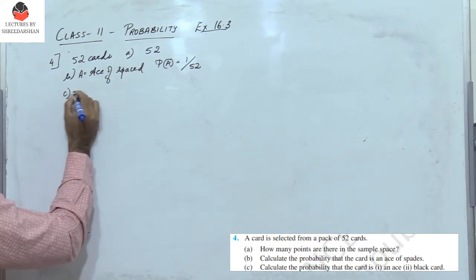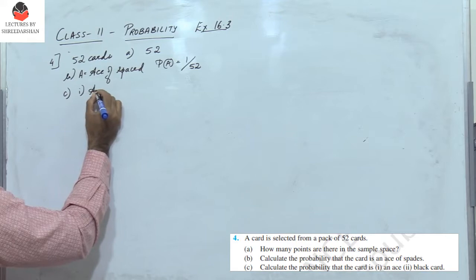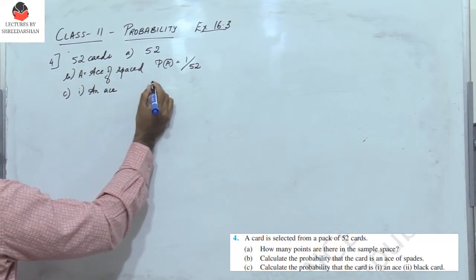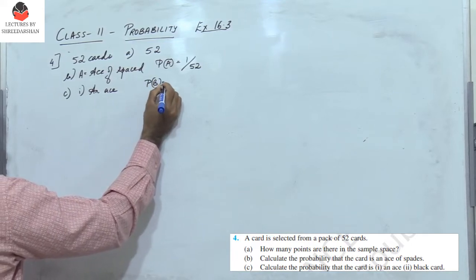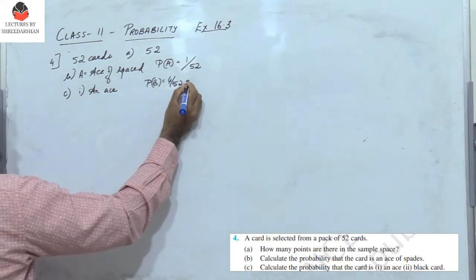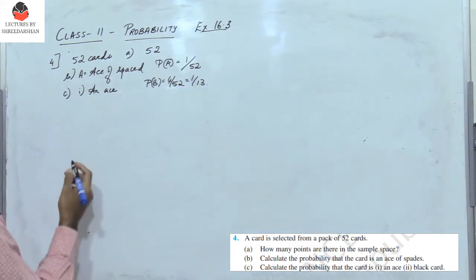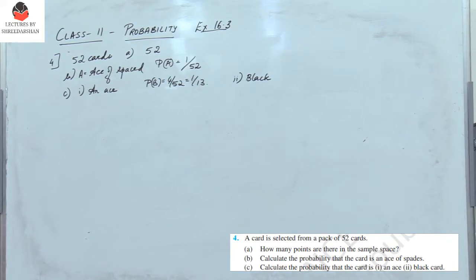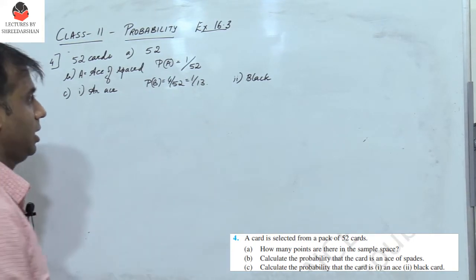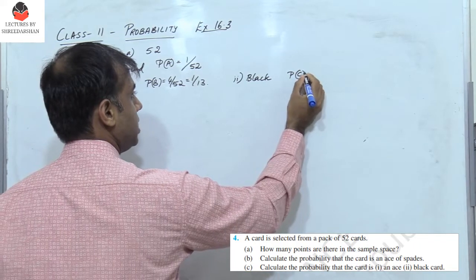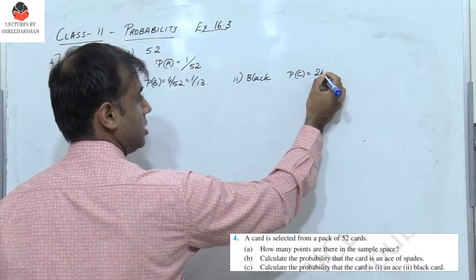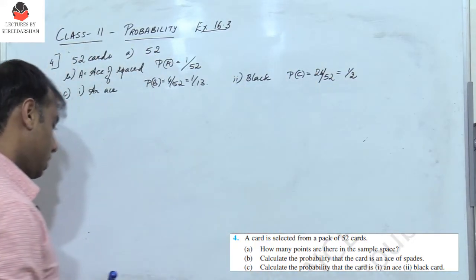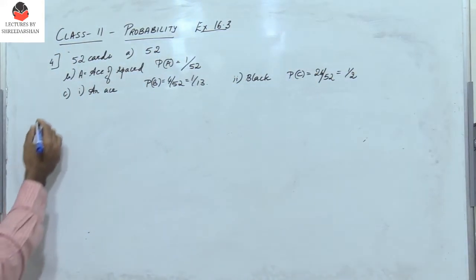C, first one, the probability of an ace. We know that there are 4 of them, right? So the probability of B is 4 by 52, which is 1 by 13. And the probability that a card is black. Out of 52, half of them are black and half of them are red. So the probability of C is the number of black cards, 26, divided by the total number of cards, 52. So the probability is 1 by 2. So a very simple problem.